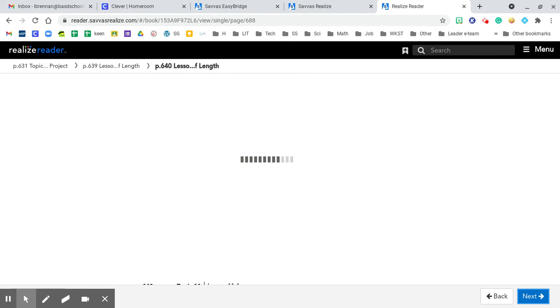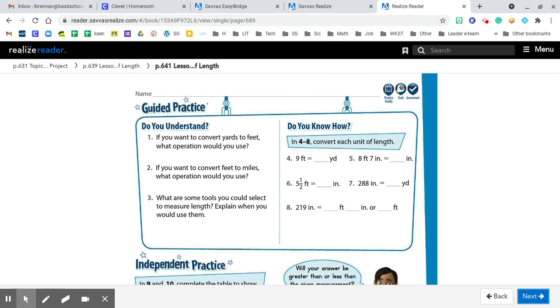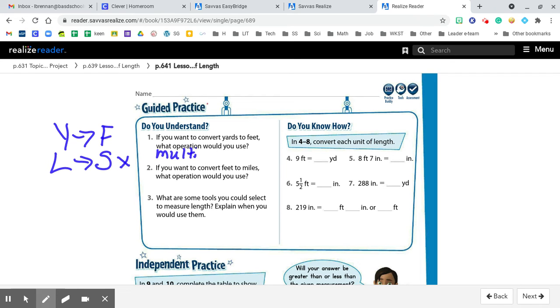So those are the key concepts for lesson 11-1. If you want to convert yards to feet, we know that's a larger unit to a smaller unit. So if you have your sticky note handy, we're going to use multiplication. If you want to go from feet to miles, that's a smaller unit to a larger unit. We're going to always divide.